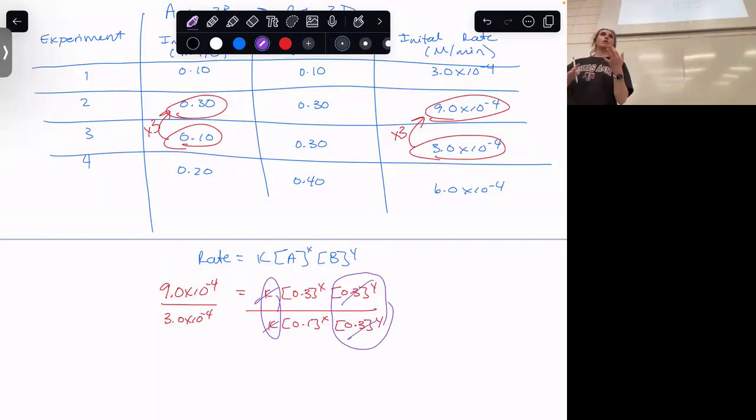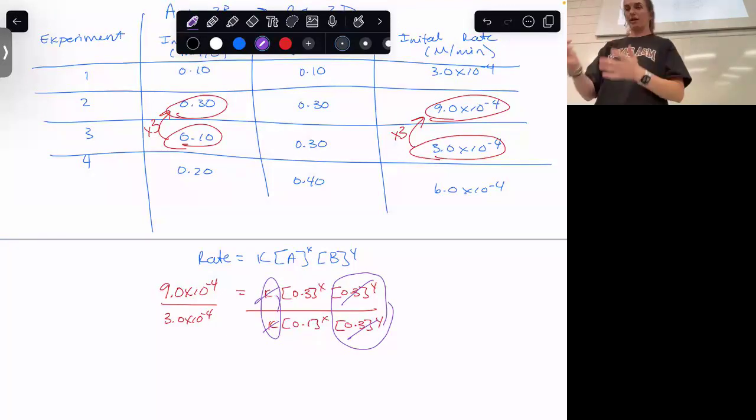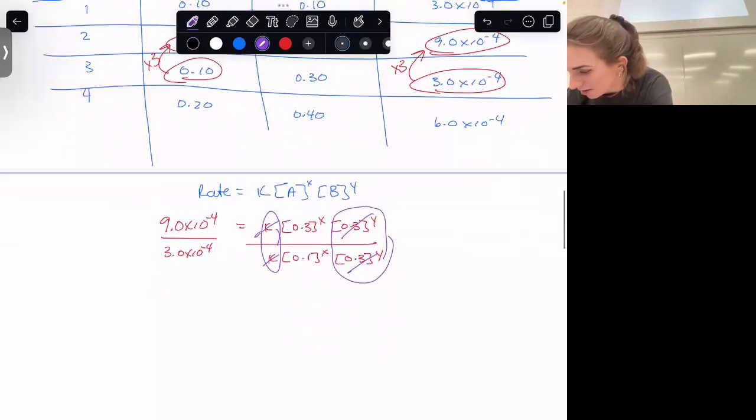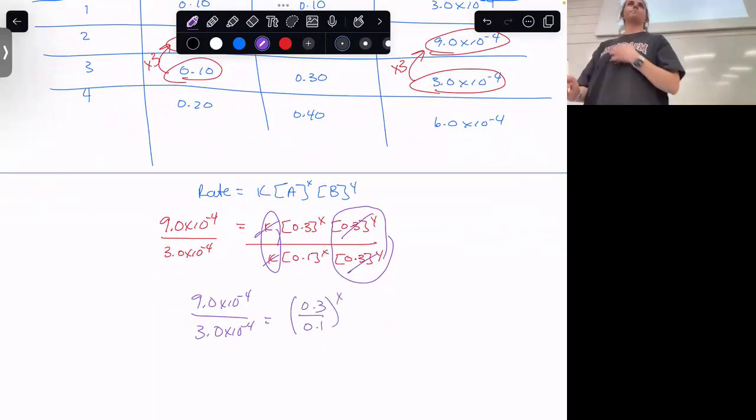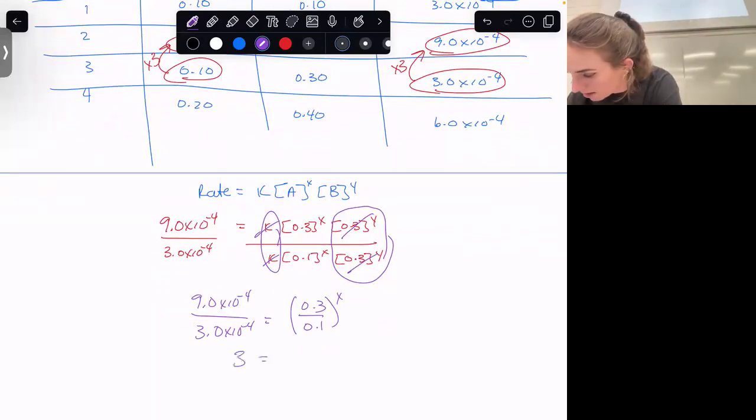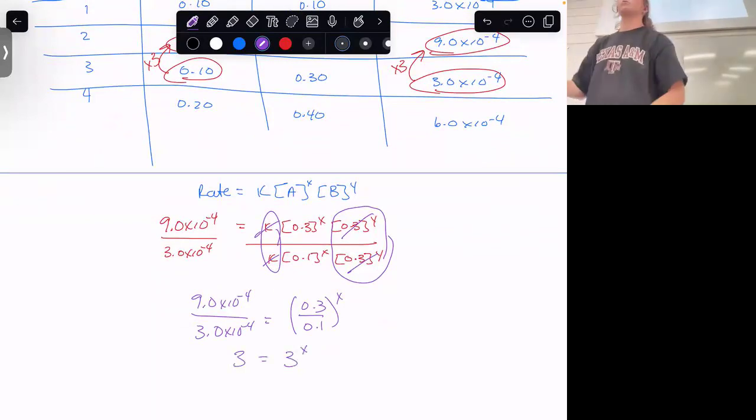When you have values that are divided under the same exponent, you can combine them. So this actually turns into 9.0 times 10 to the negative 4 over 3.0 times 10 to the negative 4. And you'll have this whole thing of 0.3 over 0.1 to the x power. So now it just becomes 3 equal to 3 to the x.